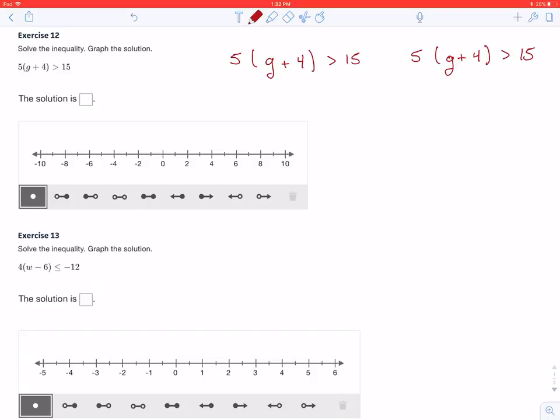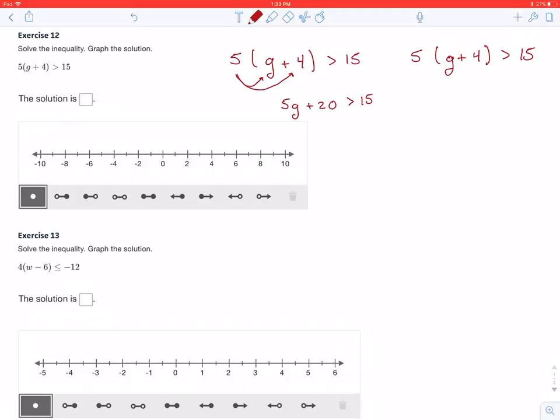on the video. So the first way is the one that you're most familiar with, where you're going to take that number outside of the parentheses and you're going to distribute it into the numbers or the terms inside of the parentheses. So that 5 times the quantity of g plus 4 would turn into 5 times g plus 20, and we would set it greater than 15.